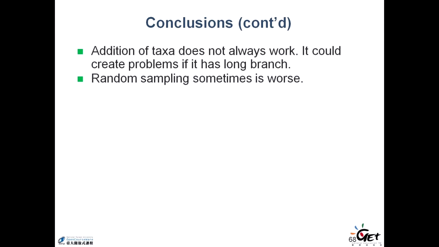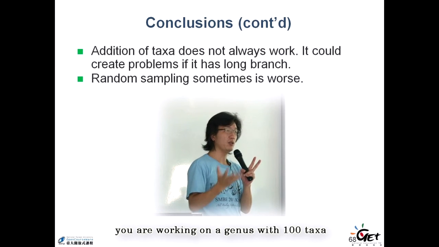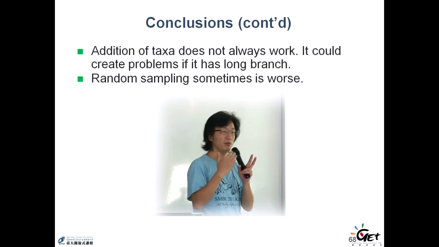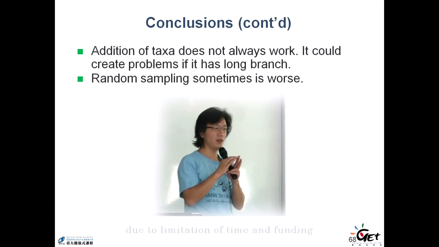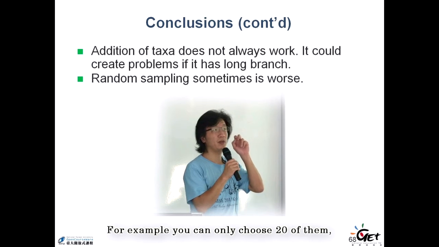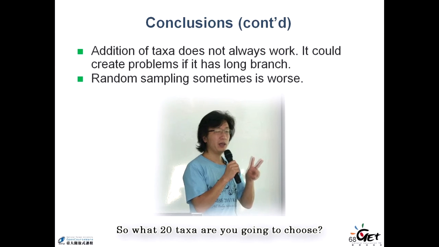And some people will say, how about random sampling? Will it be better to get a better tree? So what do you mean by random trees? For example, you are working on a genus with 100 taxa, but it's almost impossible to get all the sequences for 100 taxa due to the limitation of time and funding. So for example, you can only choose 20 of them, like 20%. So which 20 taxa are you going to choose?